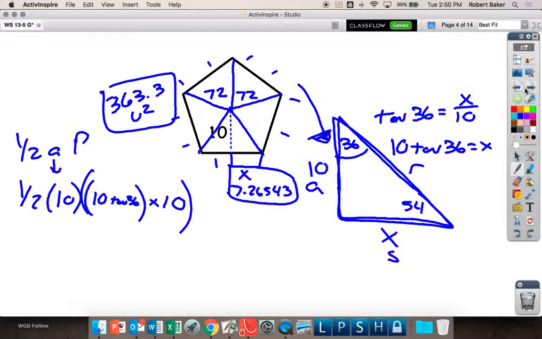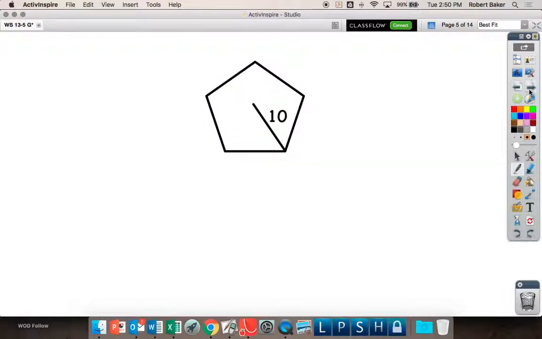Do you see the difference between these two problems? I gave you the apothem, right? So all you have to do is solve for perimeter. Now I'm giving you a radius. What does that mean? You have to solve for the apothem and you have to solve for the perimeter.